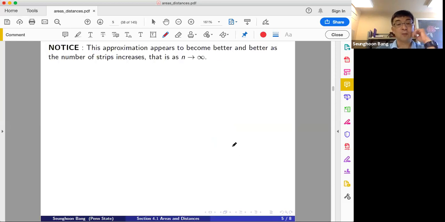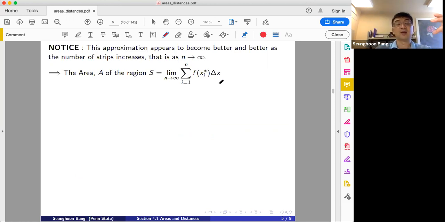The approximation appears to become better and better as the number of strips increases, that is, as n approaches positive infinity. So the area A of the region S is exactly equal to the limit as n approaches infinity of the summation i equals 1 to n, f of xi star delta x. So that's it. This is the whole idea. You can take the limit, and we can find the exact area under the curve.